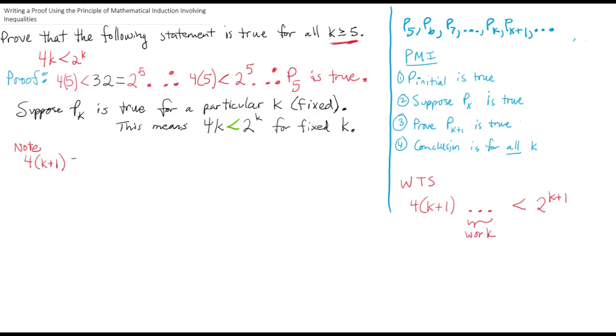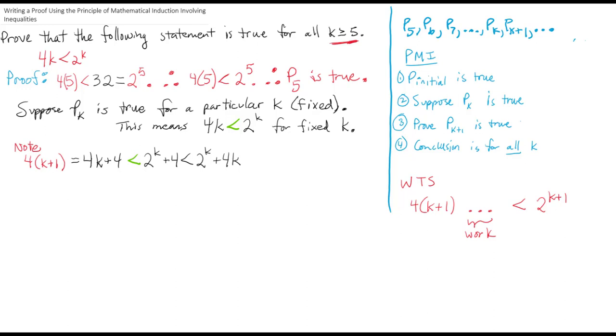And what are you tempted to do? Well, you're tempted to distribute that: 4 times k plus 4. Well, what does that mean? We know 4 times k is less than something. In fact, that's got to be less than 2 to the k. And we still have a plus 4. Well, if you observe that carefully, we know that 2 to the k plus 4 is less than 2 to the k, let's say plus 4 times k, right? Because k is a positive integer that's more than 5.